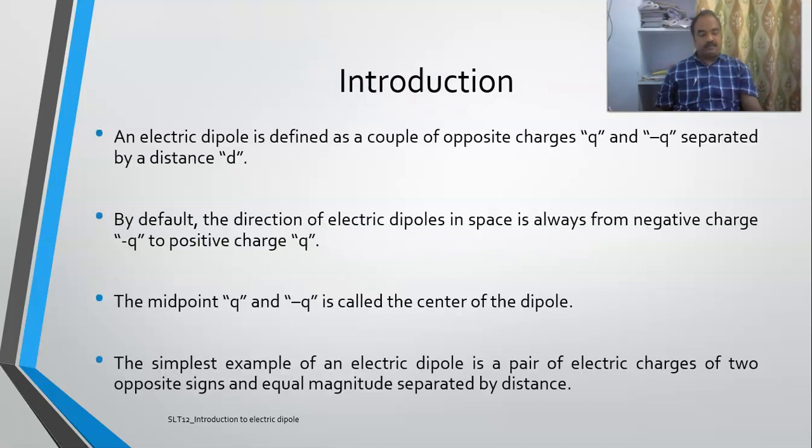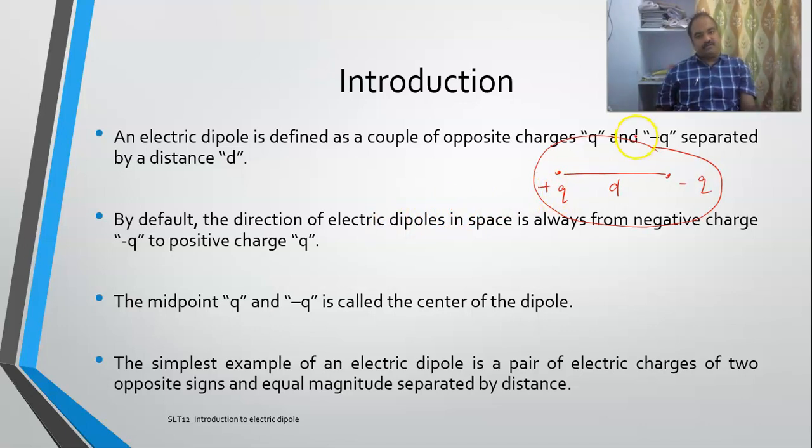Moving ahead, most of the times we get a doubt about what we mean by electric dipole. An electric dipole is a simple couple of opposite charges, plus q and minus q, which are separated by a small distance d. Let us suppose there are two charges, minus q and plus q, which are separated by a distance d. This set of charges is called an electric dipole. So an electric dipole is just equal and opposite charges which are separated by a small distance.